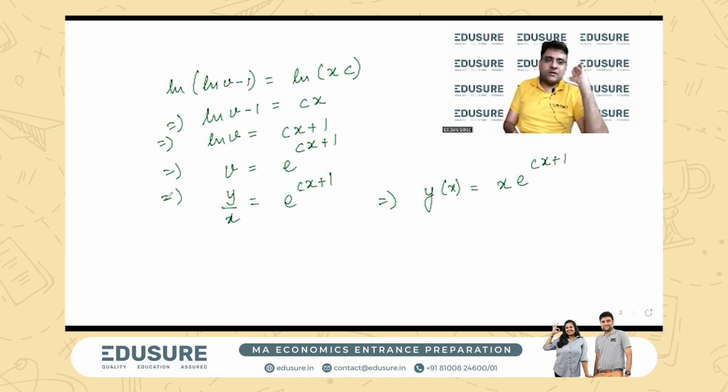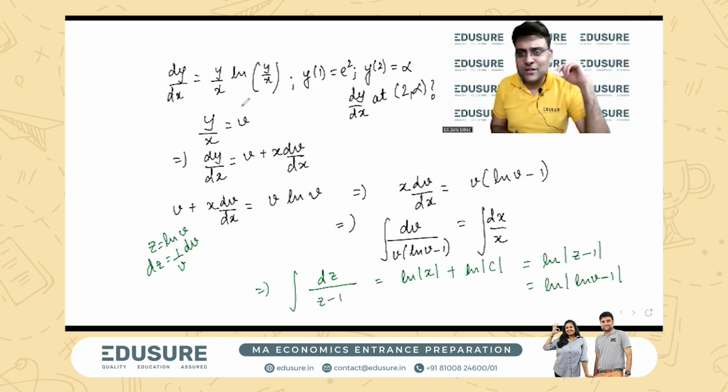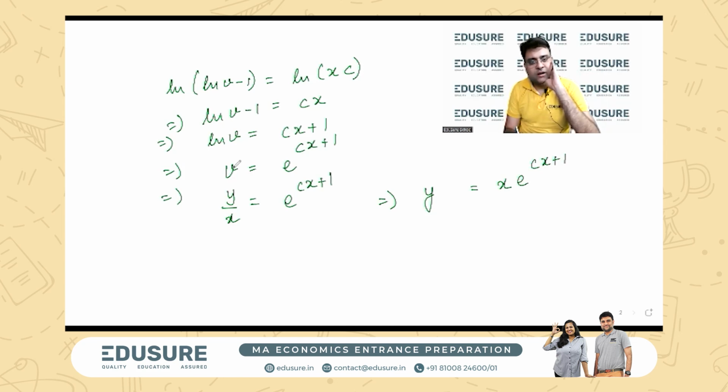y as a function of x can be written in this form. So what I did was I took y/x = v, then I did this, then I wrote it in terms of v, then I wrote it in terms of y/x, and then this is what we get.